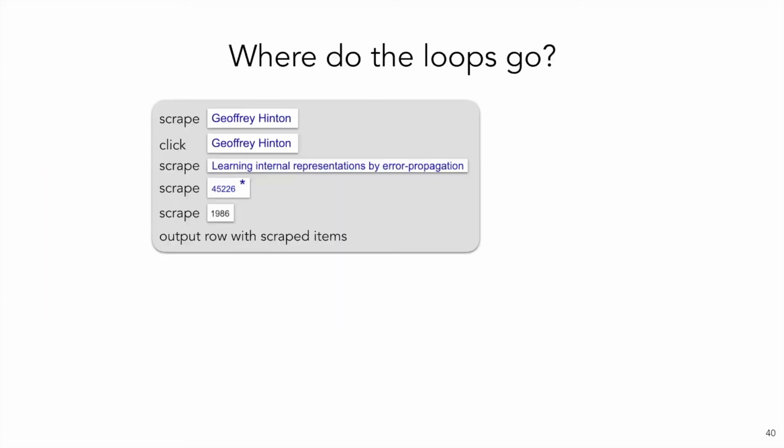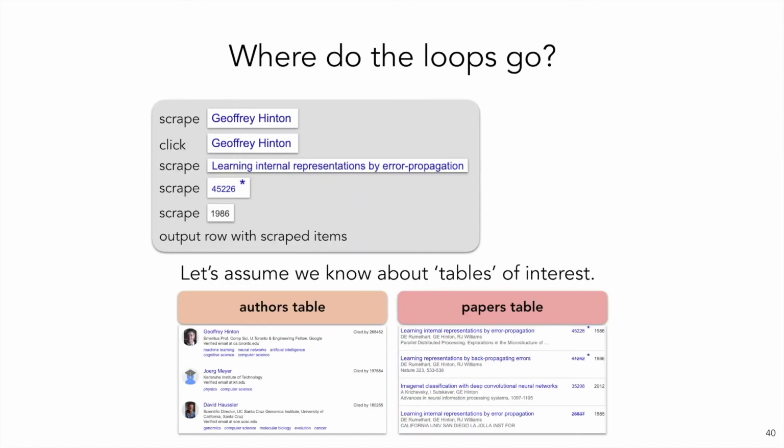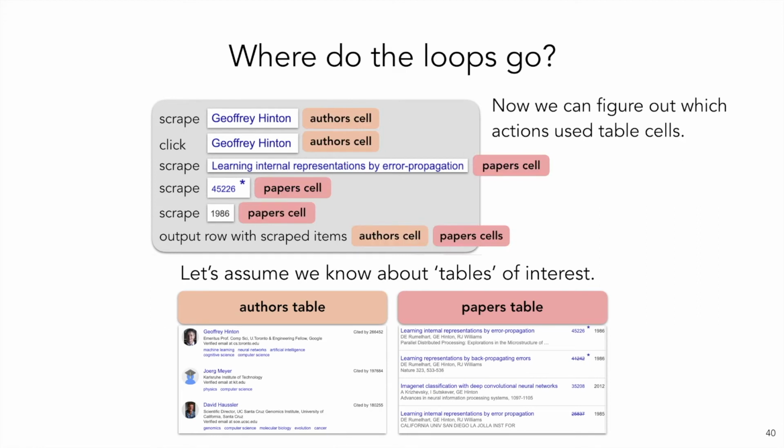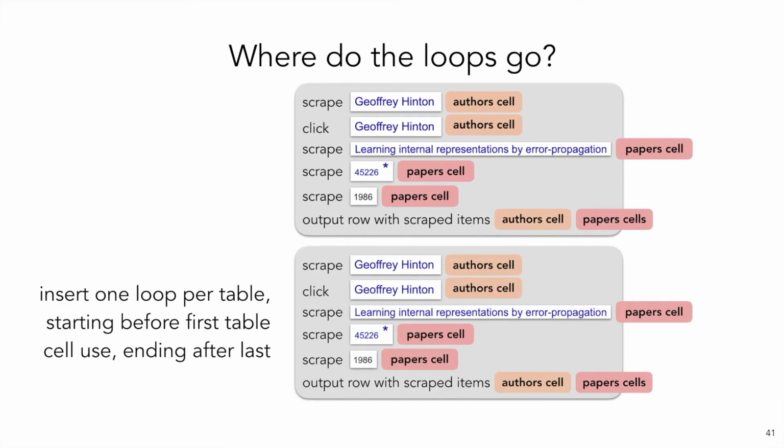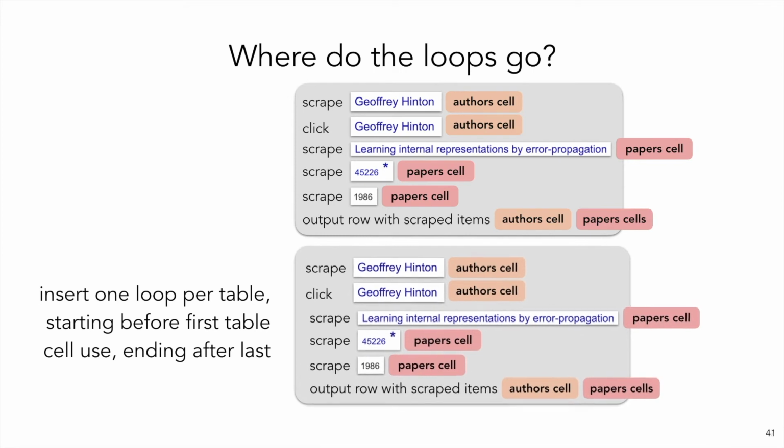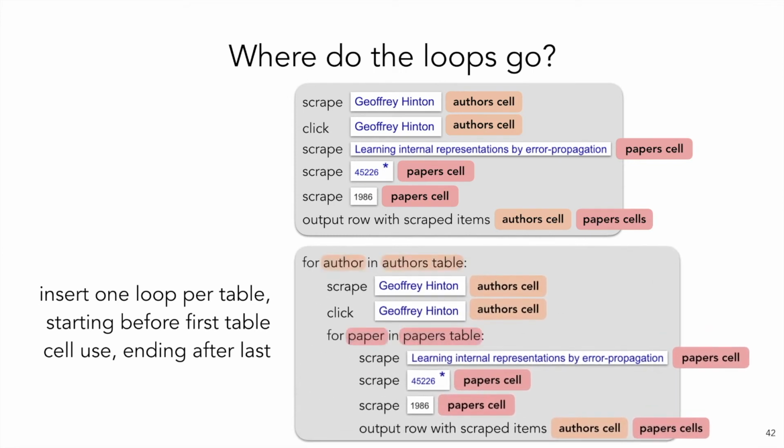And that's a much simpler problem. So let's start with the assumption that we actually know what tables are interesting to the user. That's a big assumption, but we'll leave that aside for now. That means that we can go ahead and label all of the actions the user took according to whether they used any of the tables of interest. Then we can add in a loop before the first use of any of a table's cells, ending after the last use. And so you can see how that works out for these particular tables.